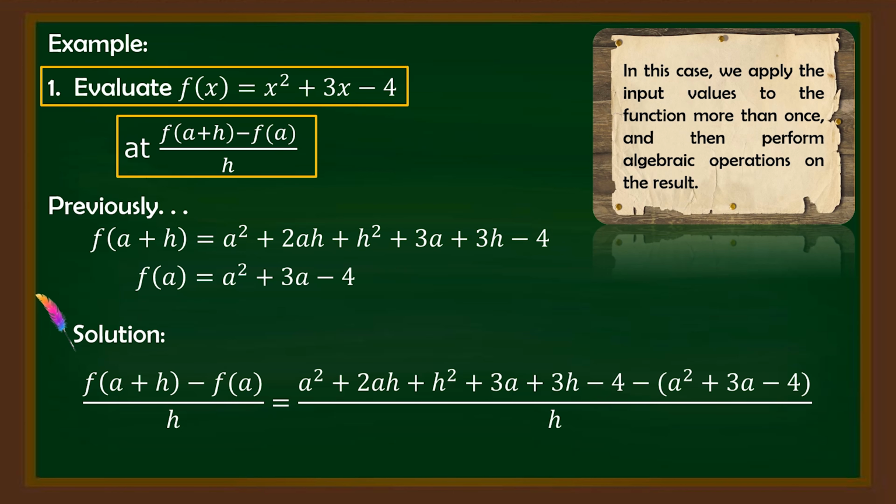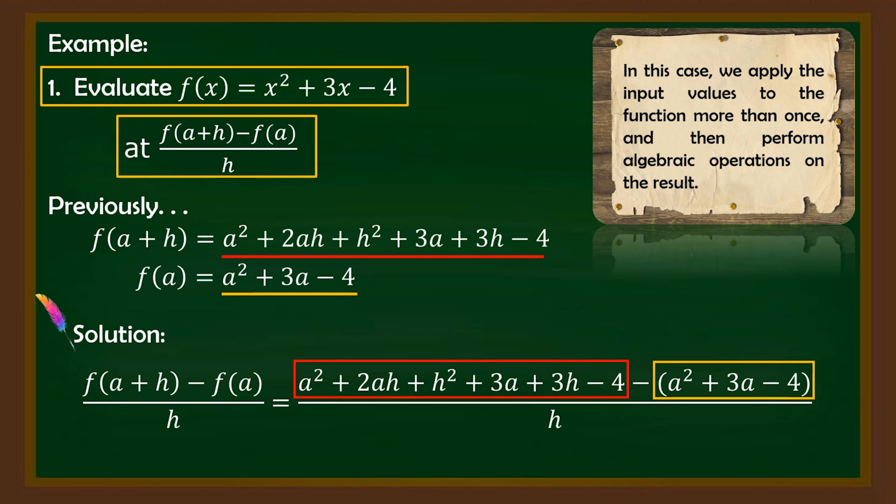So we have f of a plus h minus f of a all over h is equal to a squared plus 2ah plus h squared plus 3a plus 3h minus 4, which is our f of a plus h, minus a squared plus 3a minus 4, which is our f of a, all over h.